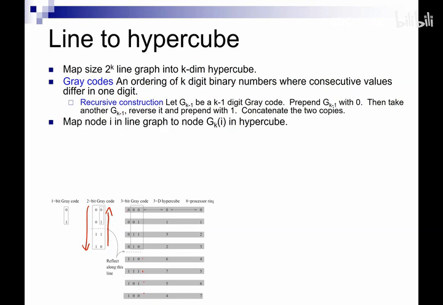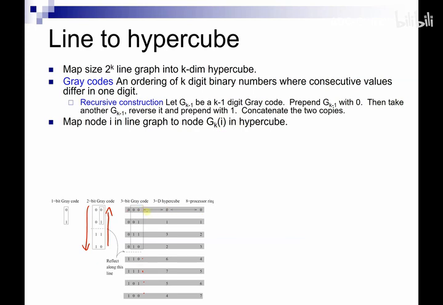Once we know how to construct these gray codes, in order to map a line onto a hypercube, we're going to make use of the gray code. We have a line of 2 to the k nodes. We take the ith node in the line and map it using this gray code to G of I, for a k-digit gray code. More concretely, suppose you have 8 processors in a line.